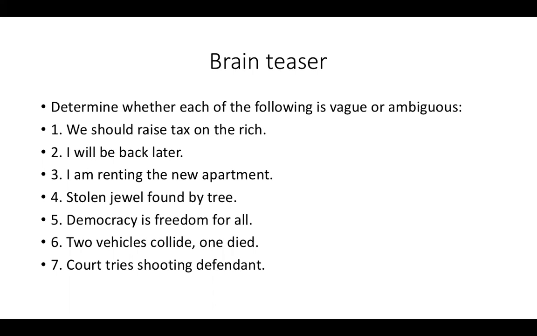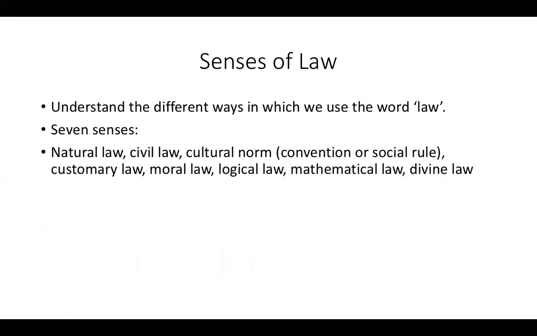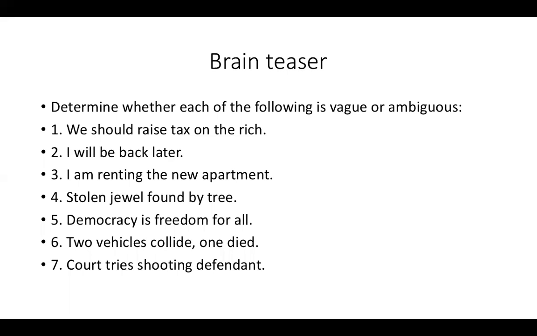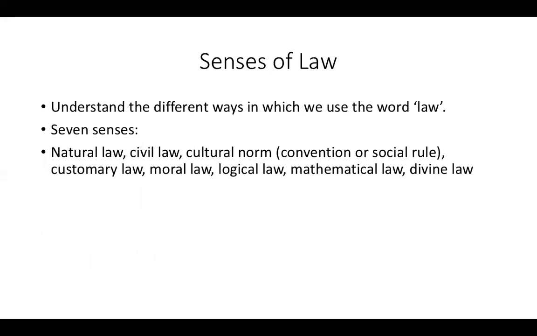Then statement 7, court tries shooting defendants. Now that statement has two meanings, two clear meanings. The meanings are clear, but there are two. Is the court trying to shoot a defendant with a gun, or is the court trying a defendant in a shooting case? So there are two meanings. All right, so that's it about meaning defects, particularly vagueness and ambiguity. And we saw how someone can take advantage of ambiguity to commit equivocation.